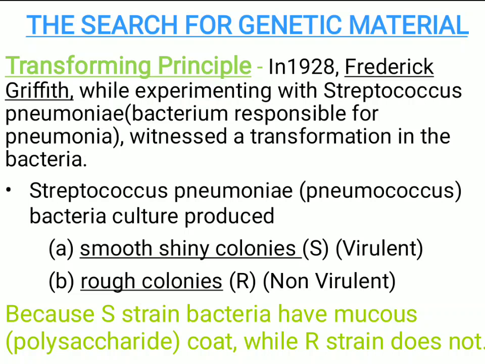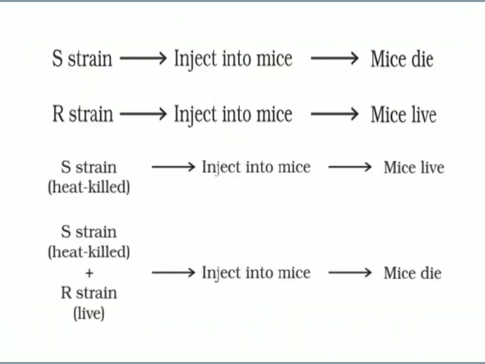When Streptococcus pneumoniae bacteria are grown on a culture plate, some produce smooth shiny colonies while others produce rough colonies. This is because the S strain bacteria have a mucus polysaccharide coat while the R strain doesn't. Now let's talk about the experiment Griffith did. In his experiment, when mice were infected with the S strain, or virulent form, they died from pneumonia. But mice infected with the R strain or heat-killed S strain lived and did not develop pneumonia.